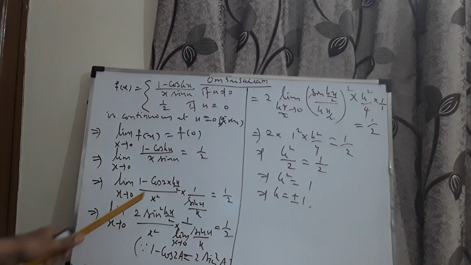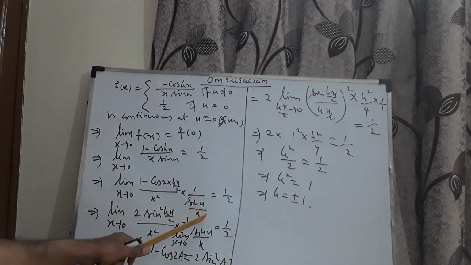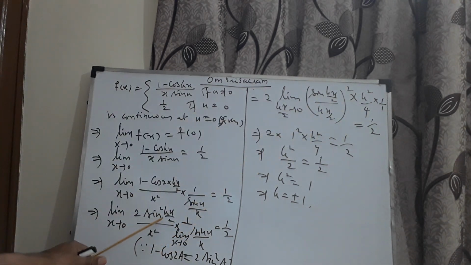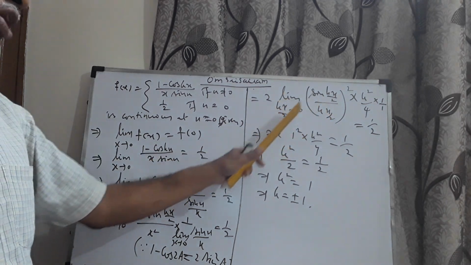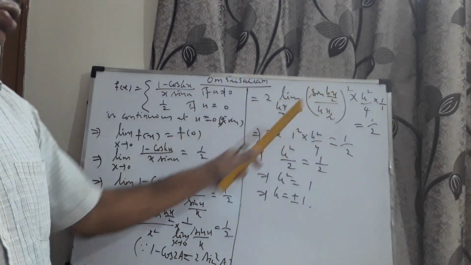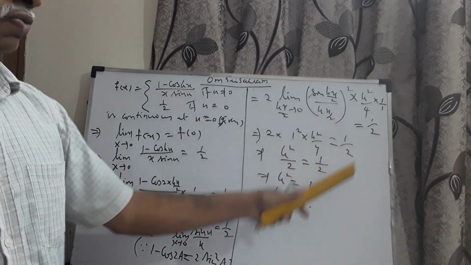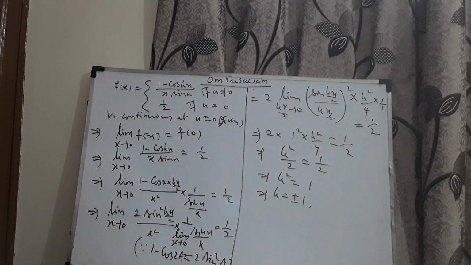Remember carefully. Now I'll multiply and divide by x in the denominator. I'll apply the limit for this separately. This limit becomes 1. And of course here I'll use the formula 1 minus cos 2a is 2 sin square a. Now here multiply and divide by k square by 4. Whenever x tends to 0, kx by 2 will tend to 0. This limit will become 1 square. 2 into k square by 4 gets reduced to k square by 2, which is equal to half. Now k square is 1, so k becomes plus or minus 1. k happens to be plus or minus 1.